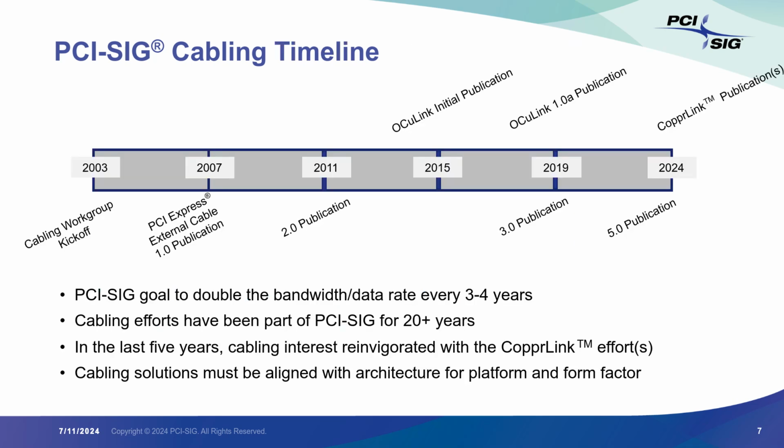So if we think about this as a timeline, it's been about 20 years of development. Cabling work group opened shortly after the 1.0 base specification was released. These cabling efforts continue to work in parallel, trailing the base specification development for a number of years. The cabling work group was really focused on external cabling solutions, chassis to chassis. It changed form factors a few times, but has really remained a constant in terms of cabling efforts within the PCI-SIG structure.